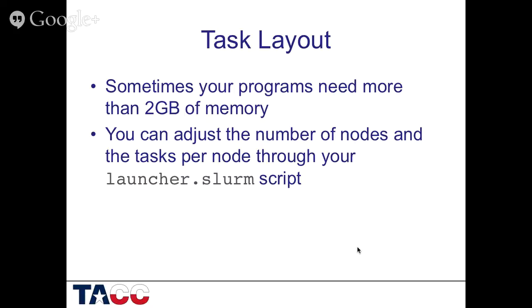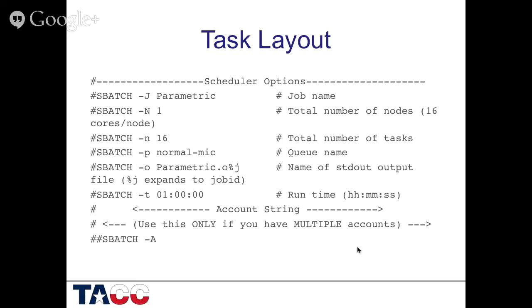Here's a basic look at what the job script looks like. So if we take a look here, it looks a lot like the job script we wrote yesterday. We give it a cool name like parametric. In this case, I'm just going to use one node and 16 tasks, so I can run 16 jobs at a time. In this case, we're using the normal mic queue, meaning that we'll actually have the Xeon Phis available to us. What else? The runtime, same thing like we saw yesterday. This time we set it for an hour. And then, of course, if you're attached to multiple projects, you'll need to use that -A so that you get the correct allocation to charge against.